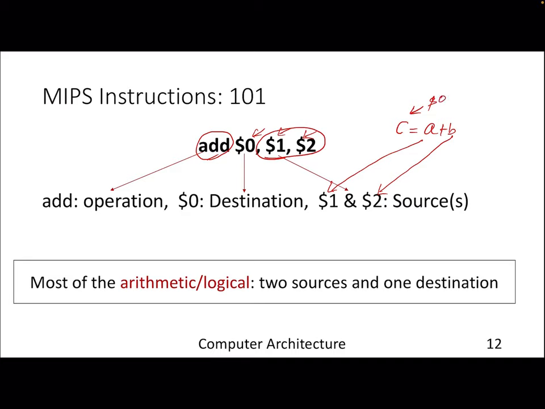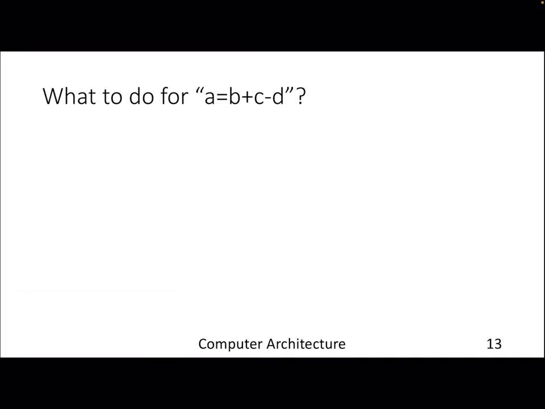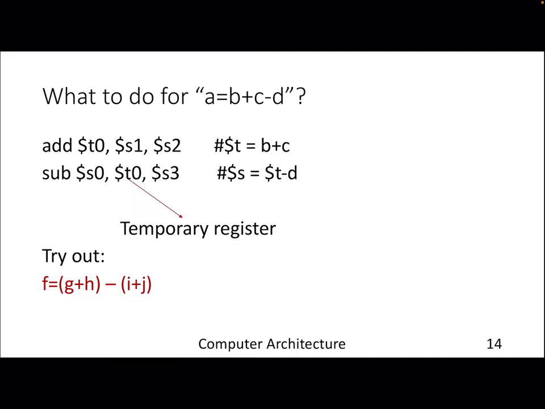Okay, so most of the arithmetic and logical operations, you will find that there are two sources and there will be one destination. So this is specific to MIPS ISA. Other ISAs can have their own convention of performing arithmetic and logical operations. So let's expand this operation a bit and try to do addition and subtraction in one go.